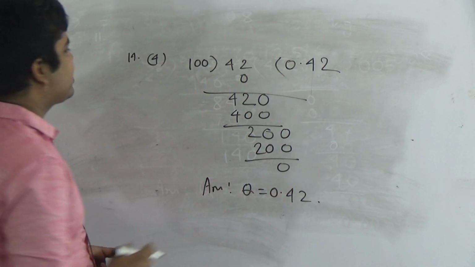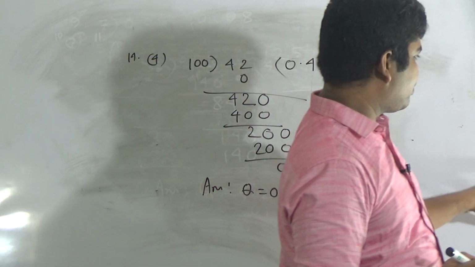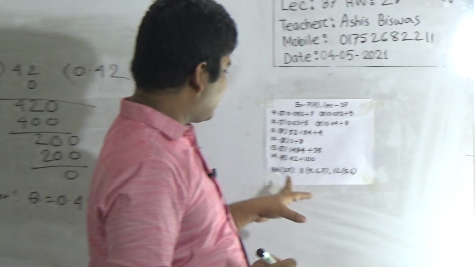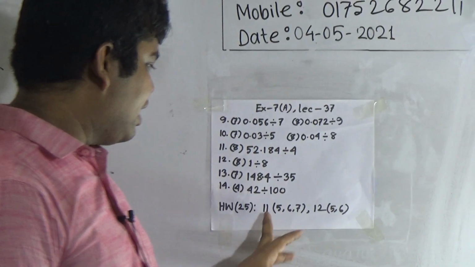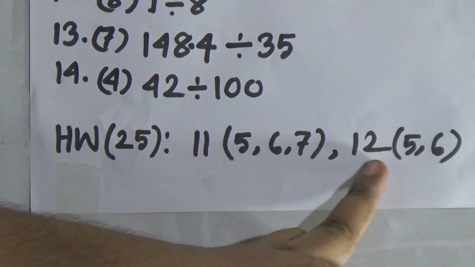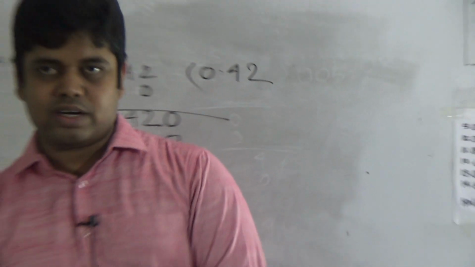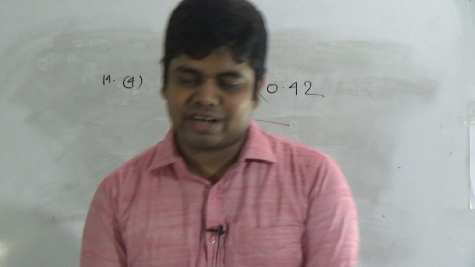Question equal to 0.42. Now my dear student, I shall give you some problems as your SW. This is SW number 25 and you do this SW from exercise 7a. From 11 you shall solve question number 5, 6, 7, and from 12 you shall solve question number 5 and 6. And you must do your assigned SW in the SW copy, and submit it regularly at our school campus every Saturday from 9 am to 3 pm.